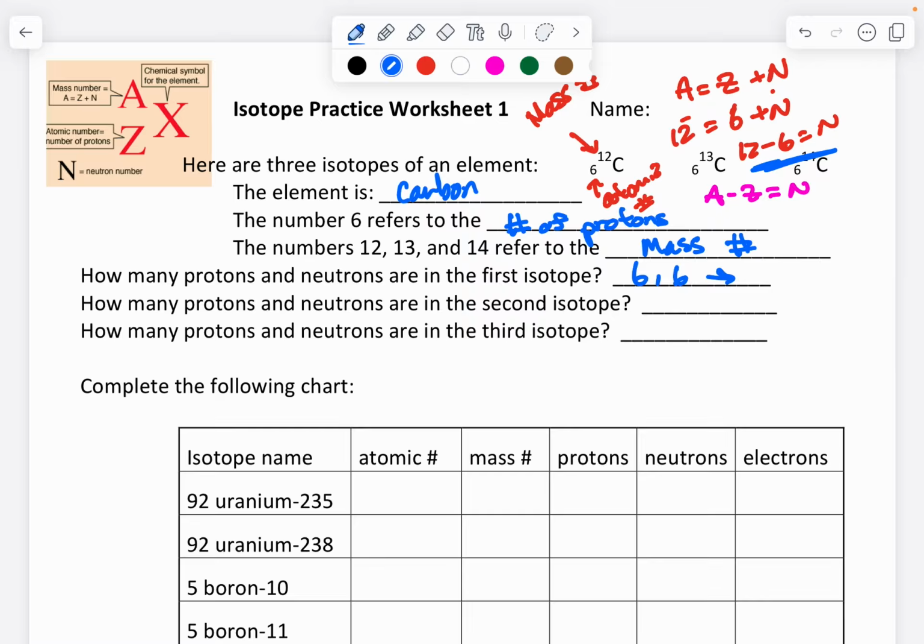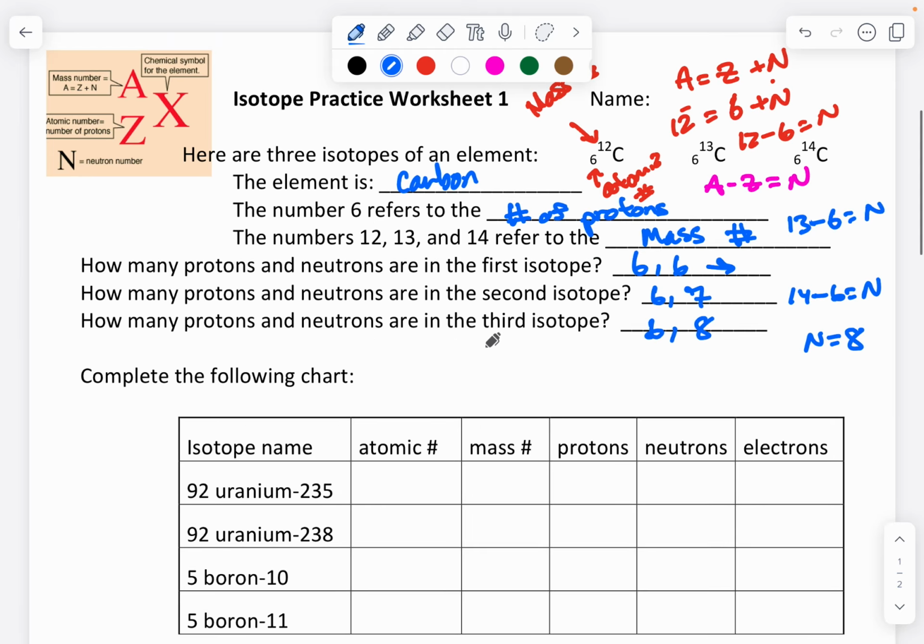What about the next one? The next one is 13, so we do 13 minus 6 gives us n. 13 minus 6 is 7, so we got 6, 7. And lastly, we have carbon 14, which would be, again, 6, and then 8, because you have 14 minus 6 equals n, so n equals 8. Okay, so that's how you do the calculations.